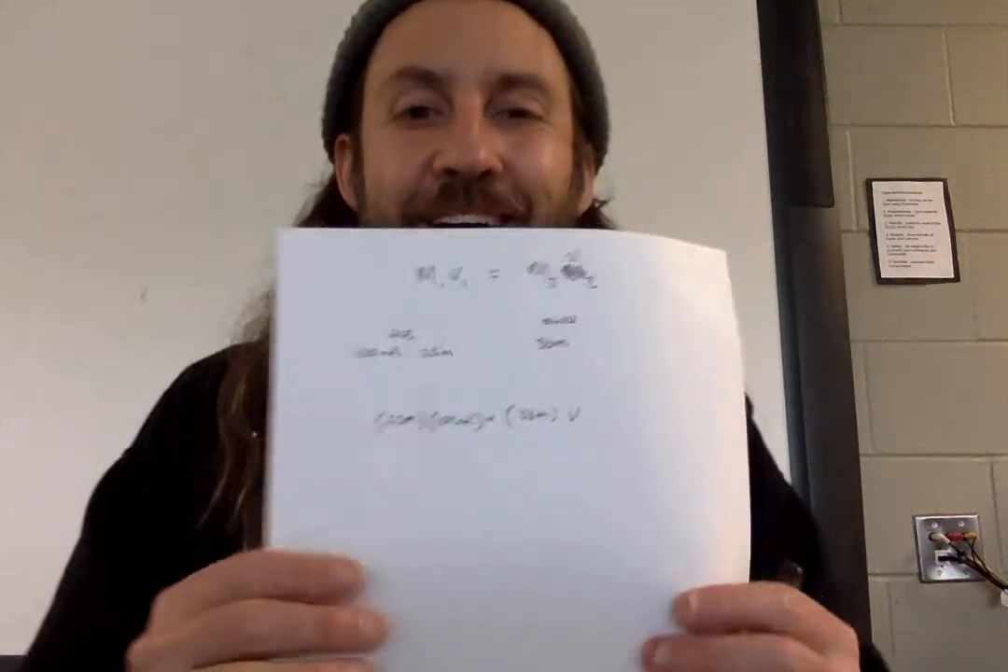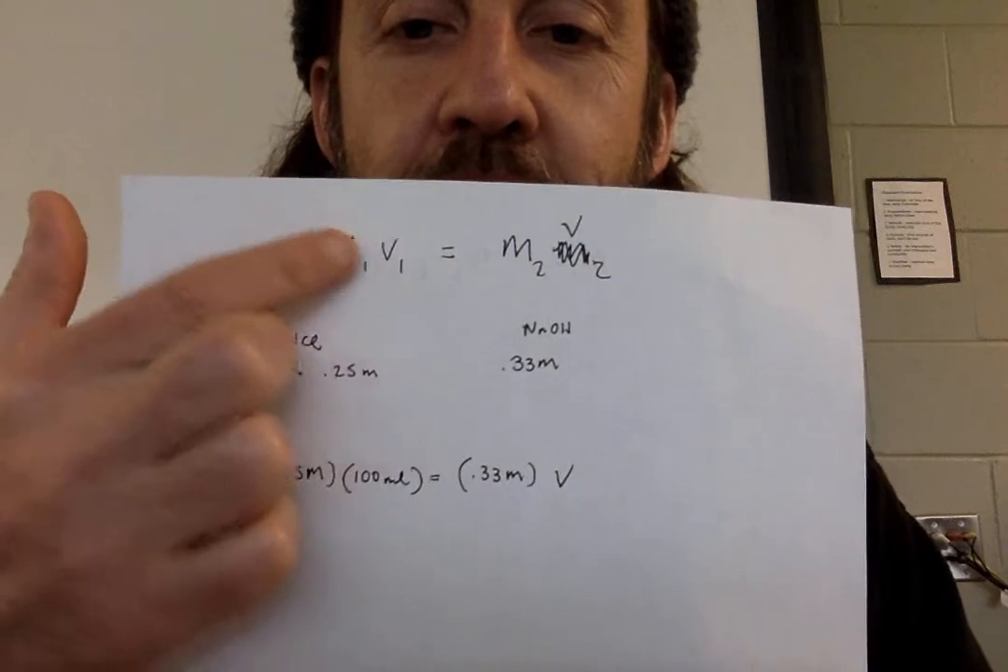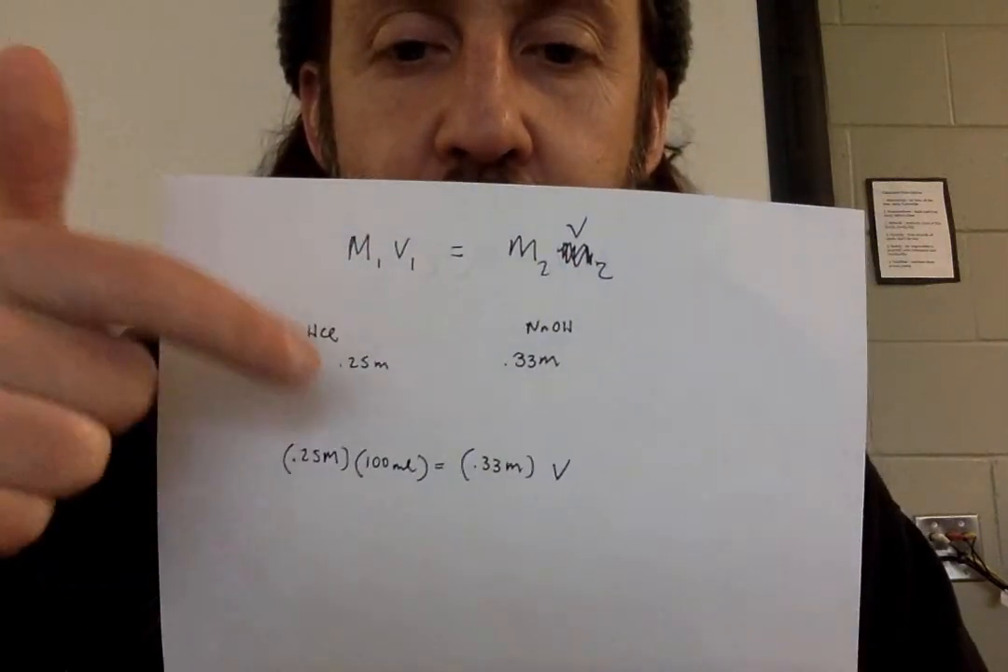And I don't know why there were 2 M's there. Oh, it's the back of the paper. So M1, V1, M2, V2. I don't know why there were 2 M's there.